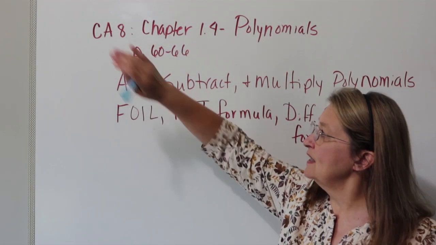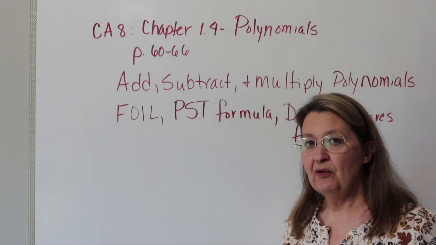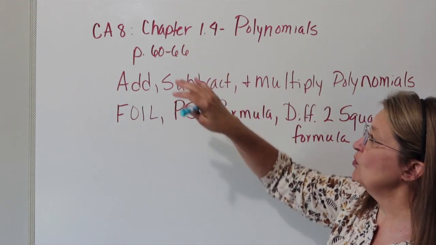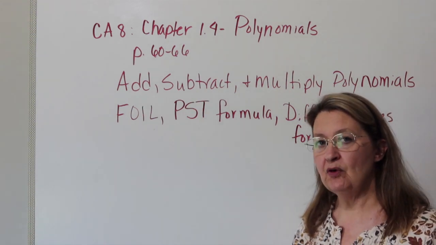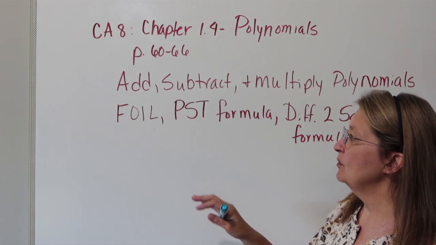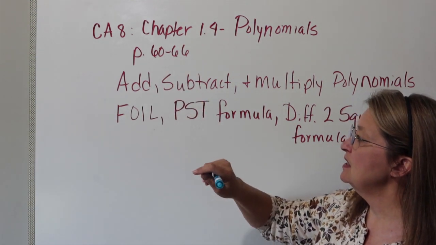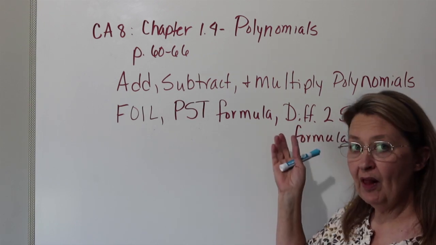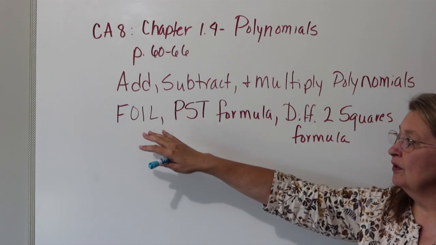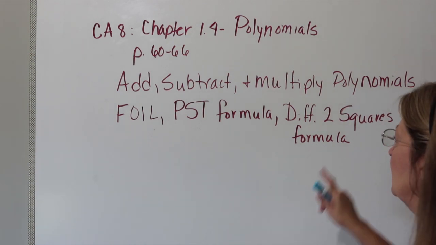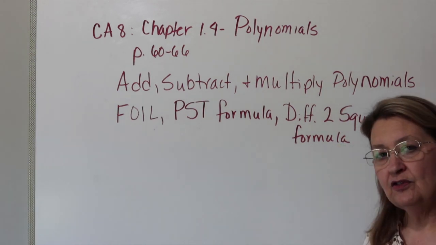Well, here we are at CA 8. If you're following along in the series, this is the 8th video. This is chapter 1.4 in the textbook that will be linked in the description below. The topic is polynomials. It's pages 60 to 66, and we are going to talk about how to add, subtract, and multiply polynomials. We're also going to look at the FOIL method, the perfect square trinomial formula, and the formula for a difference of two squares.